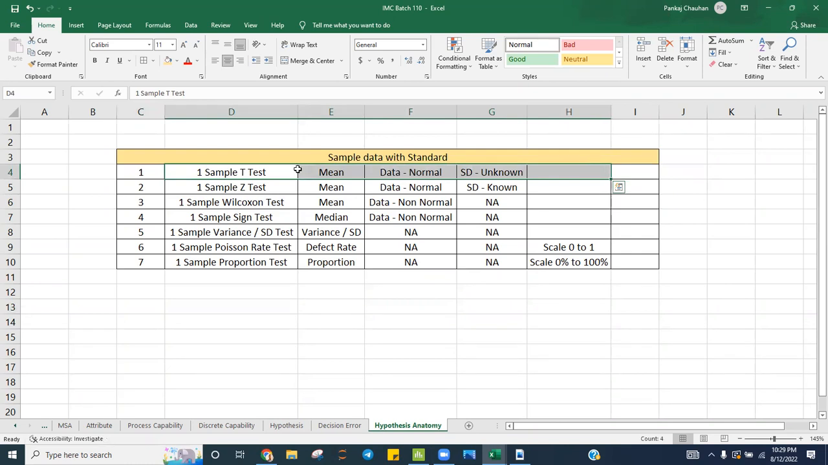The target is 280, and whatever you have, you are comparing the mean. Mean means the average value of that, when you are not concerned about the variability. If you are concerned about the variability as well, then you will be using the one sample Z test.